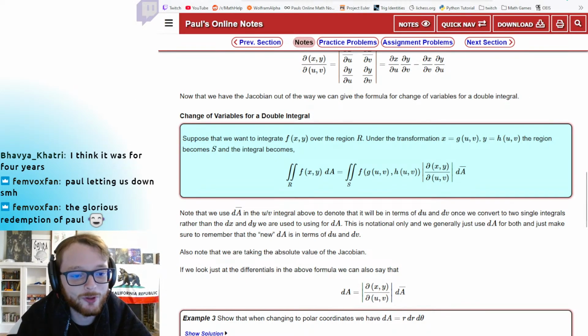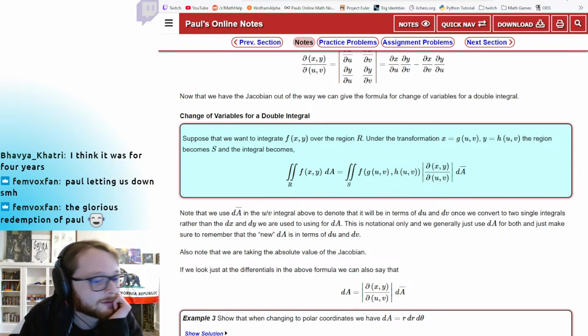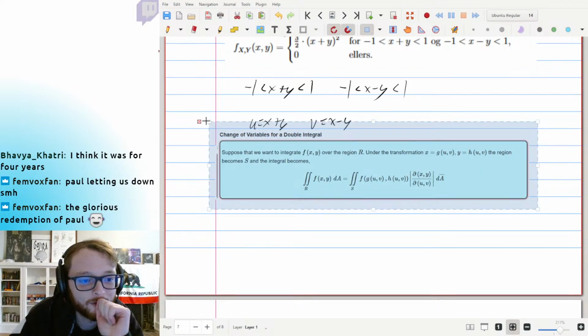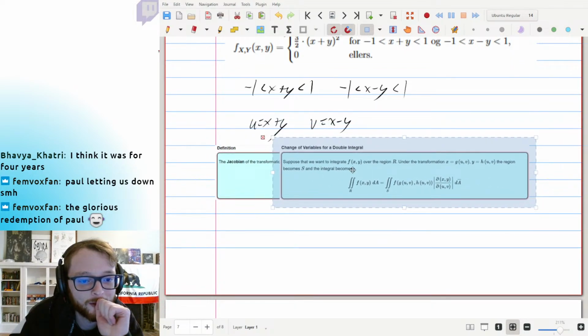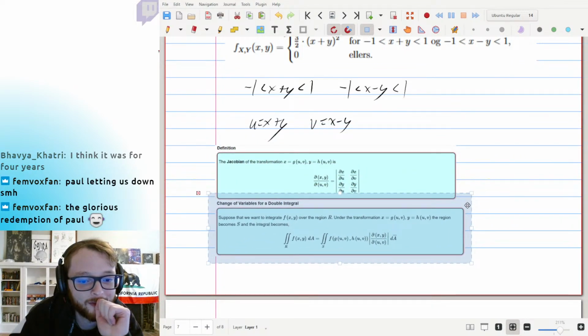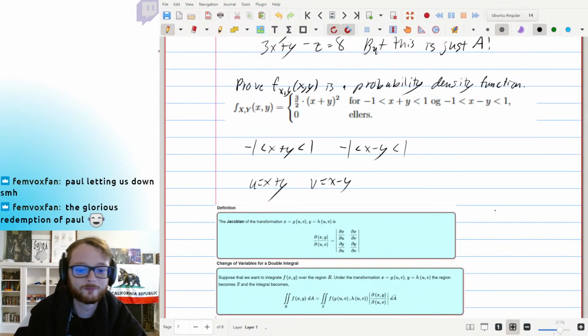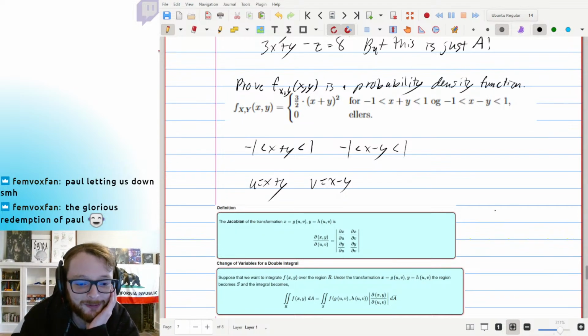I feel like if I was stronger on multivariable integrals, I could do it without a change of variables, but I think this is kind of slick. Some shill you are. I know, Fembox.